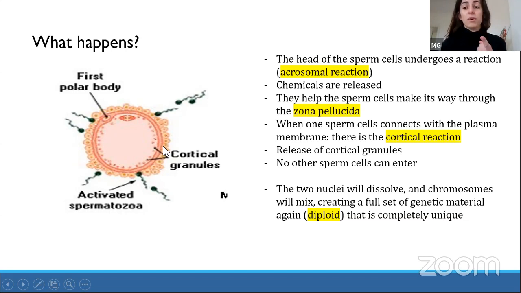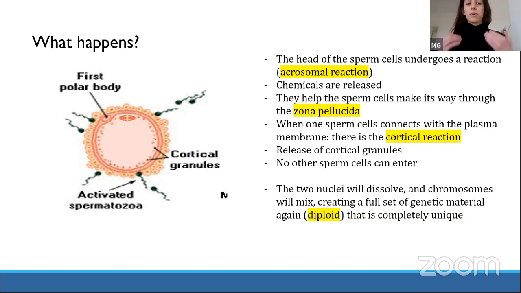Once one sperm has connected with the plasma membrane of the oocyte, there's a cortical reaction, which is happening just inside the oocyte, and there's a huge release of cortical granules, and it means that no other sperm cells can enter the oocyte. It's very important because if you get 2 sperm cells, then you're going to have too much genetic material and a huge problem, of course.